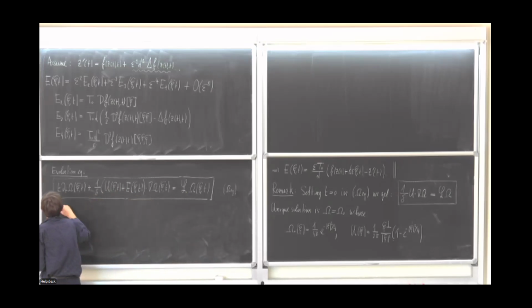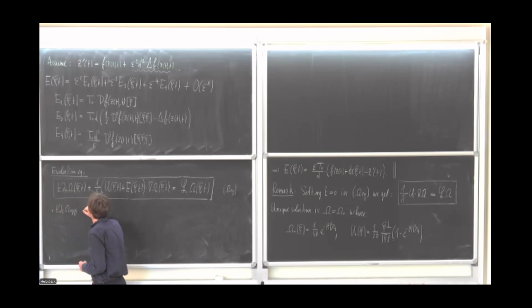So what is the time derivative of omega r? Let's start with the time derivative. Omega r is given by this. The first piece here does not depend on t, so it is 0.